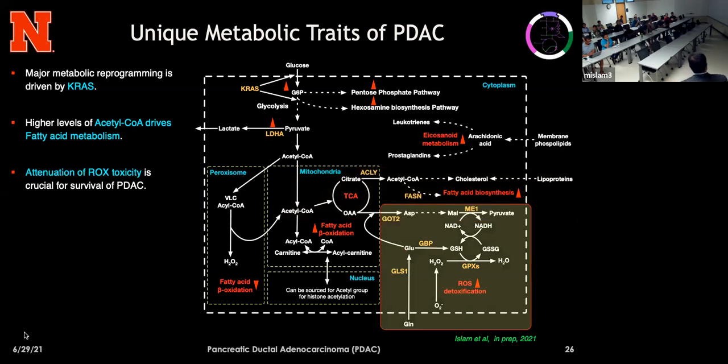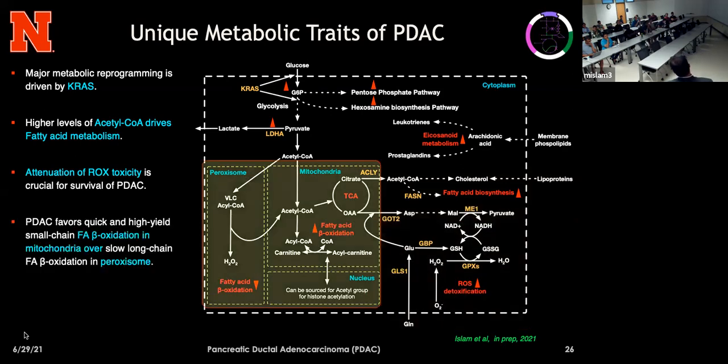The other important observation was that the cancer cell tries to minimize oxidative stress as much as possible. So the glutathione reductase pathway is upregulated in PDAC, which tries to consume the hydrogen peroxide that is generated as quickly as possible. Obviously, if a cell is trying to grow rapidly, it will try to minimize oxidative stress.